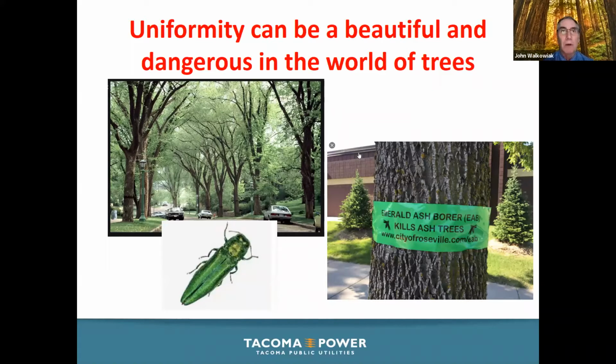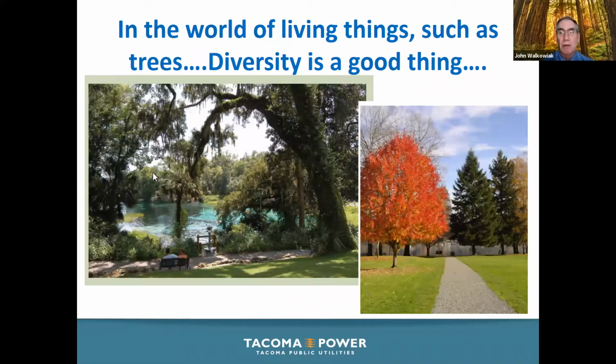And so it's a big important thing to not have a uniform street planting so you don't lose them all. So in the world of living things, such as trees, diversity is a good thing. So I think if you take a look at the park here, that one park with the big shade tree happens to be up in Victoria, and the other one happens to be here in Pierce County, you can just see that diversity of trees can make a thing not only look beautiful, but also very healthy and safe.